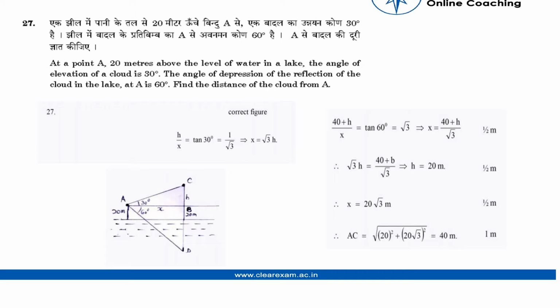The question: at a point A, 20 meters above the level of water in a lake, the angle of elevation of a cloud is 30 degrees. The angle of depression of the reflection of the cloud in the lake is 60 degrees. Find the distance of the cloud from A.